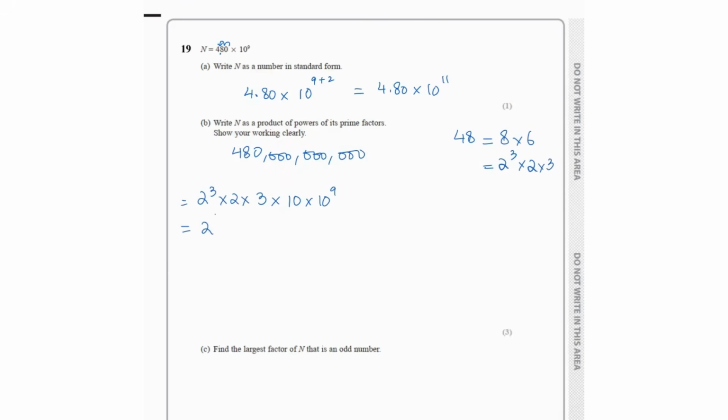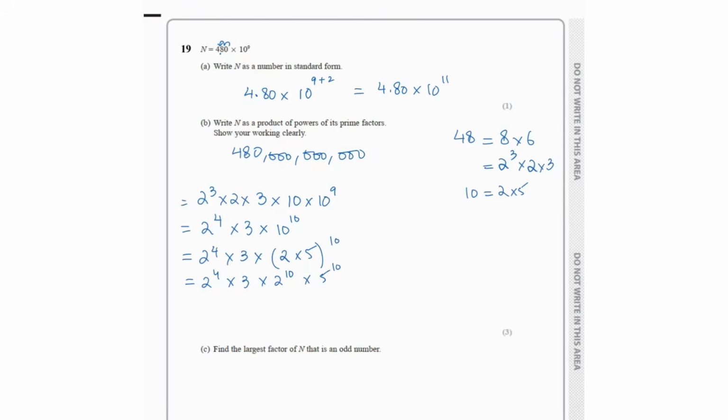So that's 2 to the power of 4 because we have 4 2's, 3 over here, and 10 to the power of 10. Now 10 is basically 2 times 5. So replace 10 with 2 times 5. Both 2 and 5 get the power of 10 now. You can check that in the calculator as well. If you do 2 to the power of 10 times 5 to the power of 10, that's going to be 10 to the power of 10 as well.